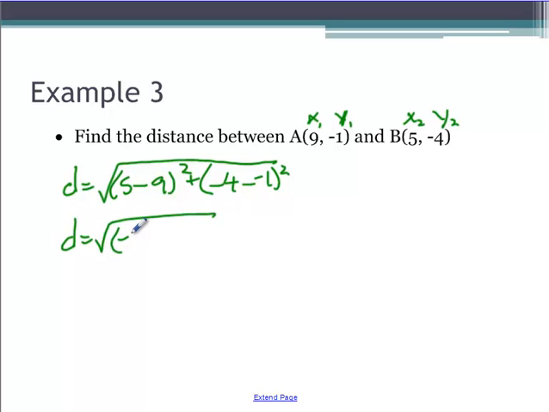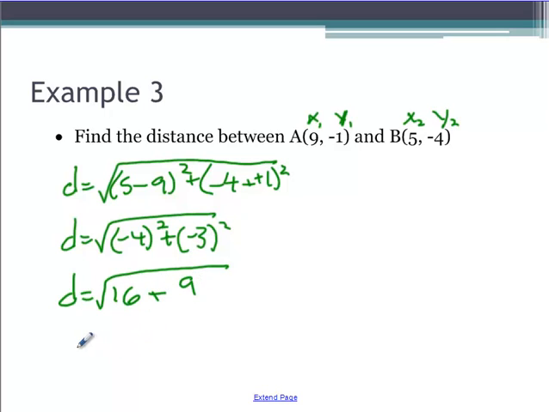5 minus 9 is negative 4. Notice how I'm putting it in parentheses because negative 4 squared is much different than 4 squared. These parentheses actually take that negative and change it to a positive. Negative 4 minus a negative, or plus, is negative 3 squared. So negative 4 squared is 16, negative 3 squared is 9. So 16 plus 9 is 25, and the square root of 25 is 5. So the distance between these 2 points is 5.